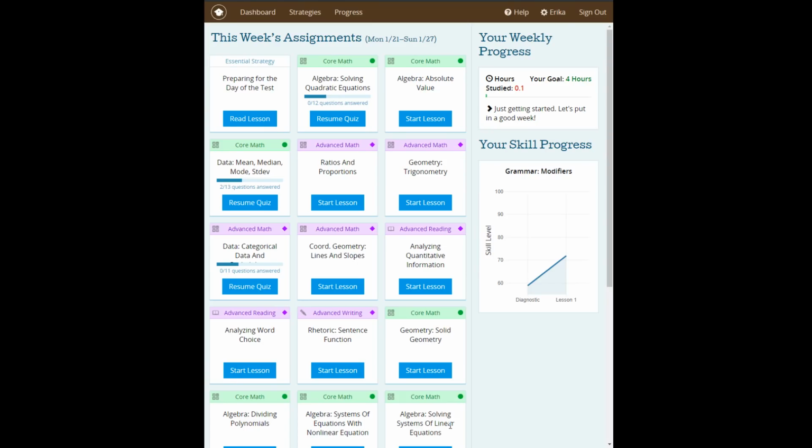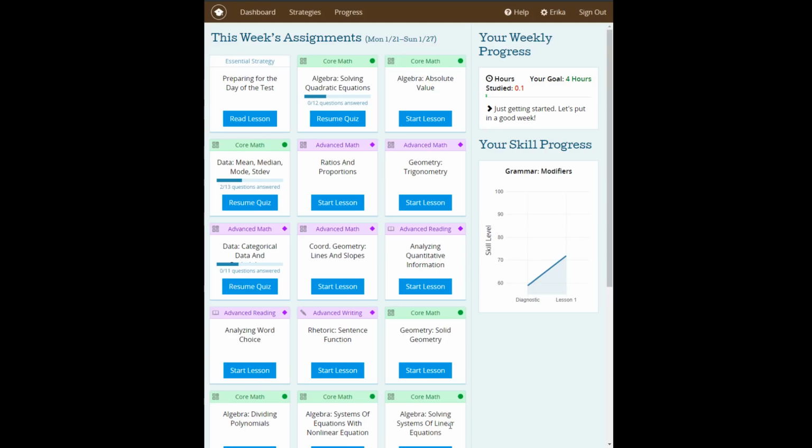And it's also going to adjust your weekly assignments based on your progress in the program. So the overall goal of the online PrepScholar program is to make sure that you are focused on the right skills at the right level at any given time in your prep. So it's going to be customized to you and you personally.